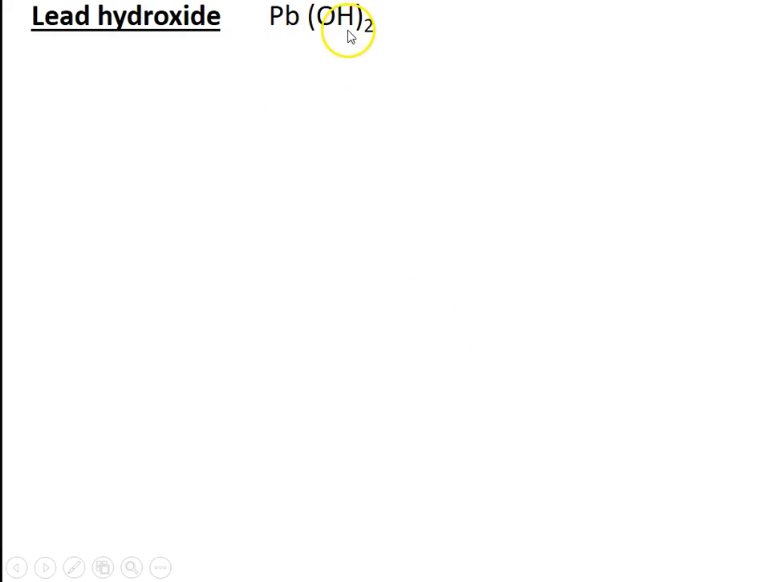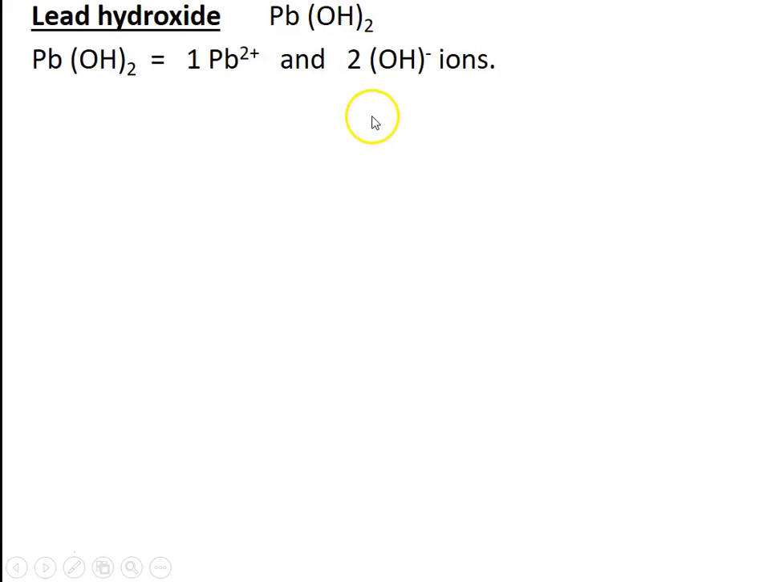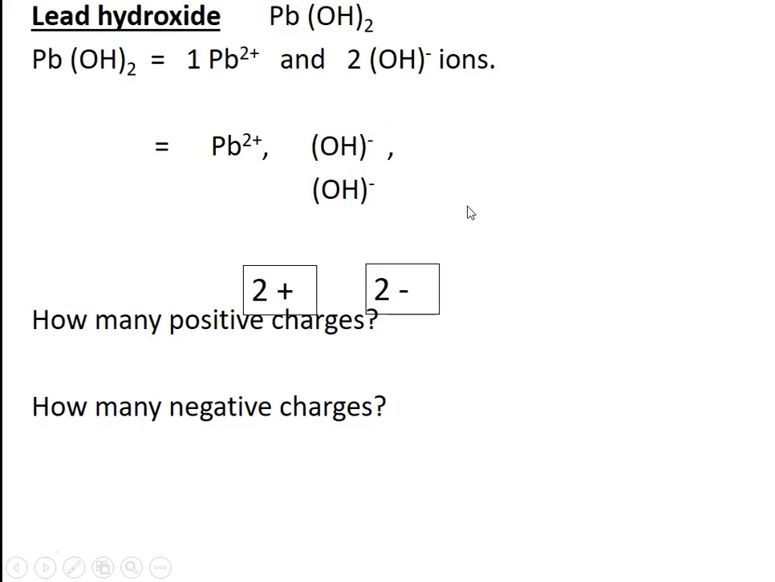So lead hydroxide means that we've got 2 hydroxide ions and 1 lead. If there's nothing written, it means 1. So the reason that we have 2 is because each lead is 2 plus and each of these is 1 minus. So you need 2 of these to have 2 minuses. Okay.